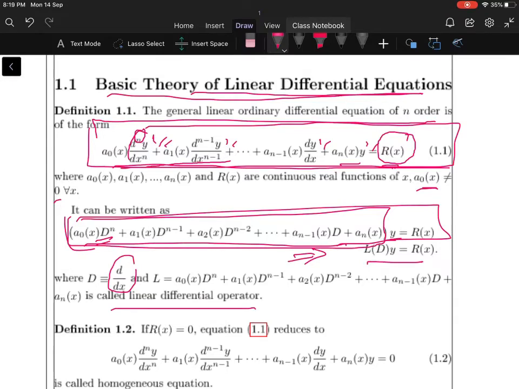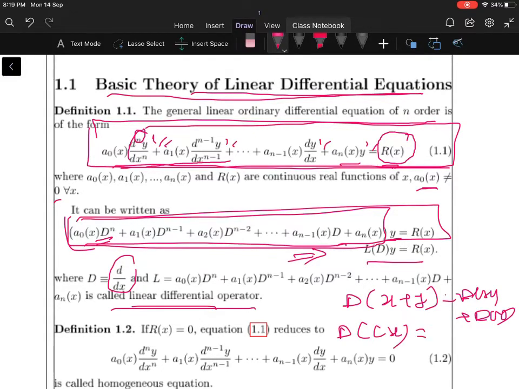How do you say it is a linear differential operator? You know the condition of linearity. Linearity means, for example, D of x plus y can be written as D of x plus D of y. And the second condition: D of c into x, where c is a constant, can be written as c into D of x. So these are the conditions of linearity. Therefore, operator D is a linear differential operator.